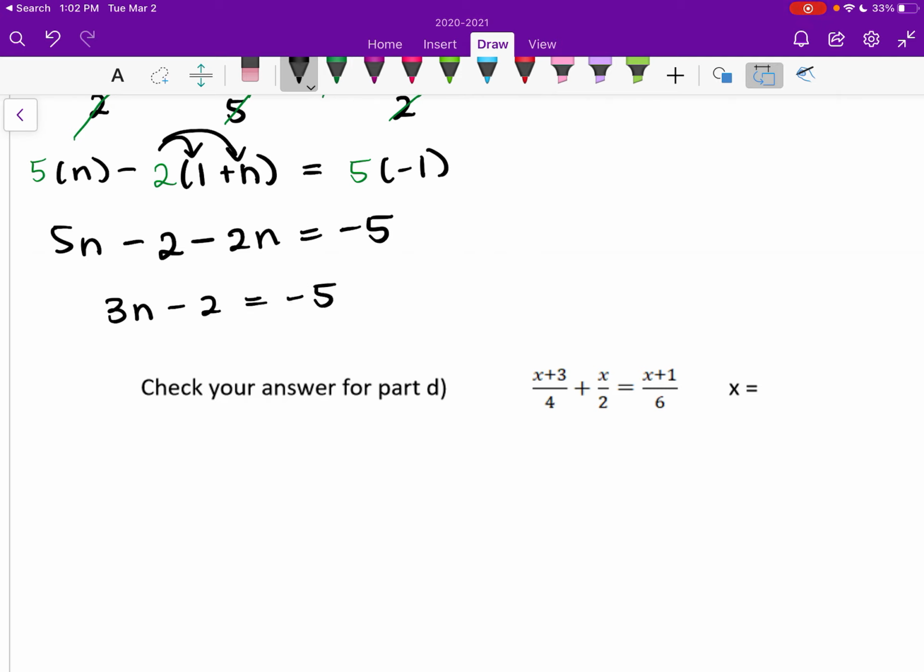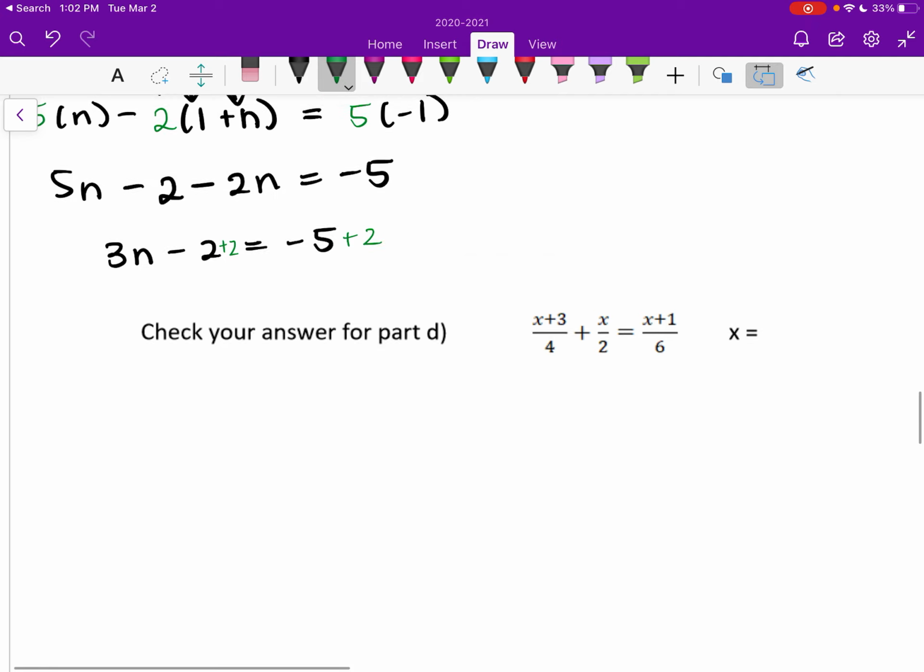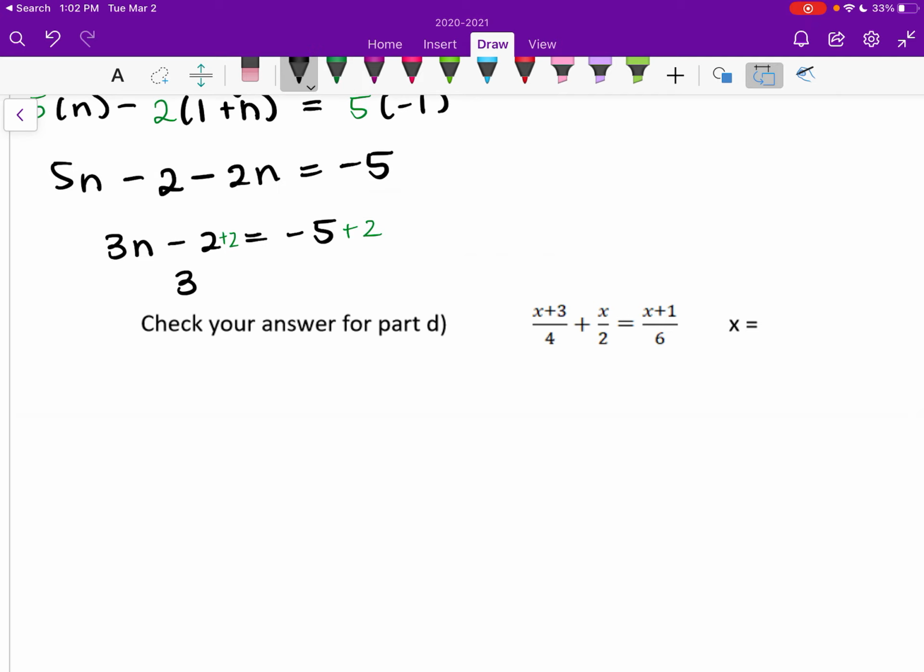I want to move the 2 to the other side, so I'm going to go in and add 2 here, add 2 here, right? So I'm left with 3n equals negative 5 plus 2 is going to give us negative 3. So if I want to get n, I divide both sides by negative 3, or sorry, positive 3. So n is equal to negative 3 divided by 3, which is just negative 1. So that's my answer.